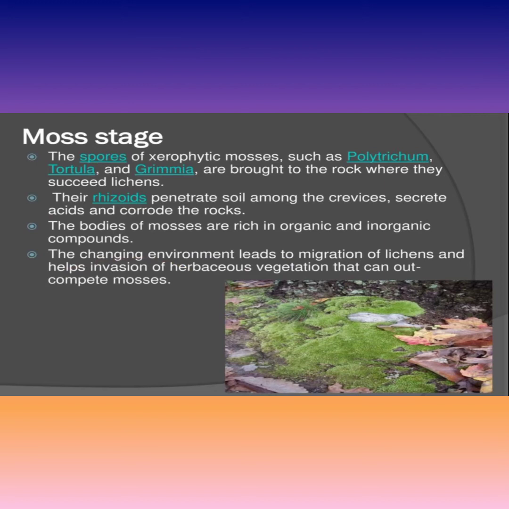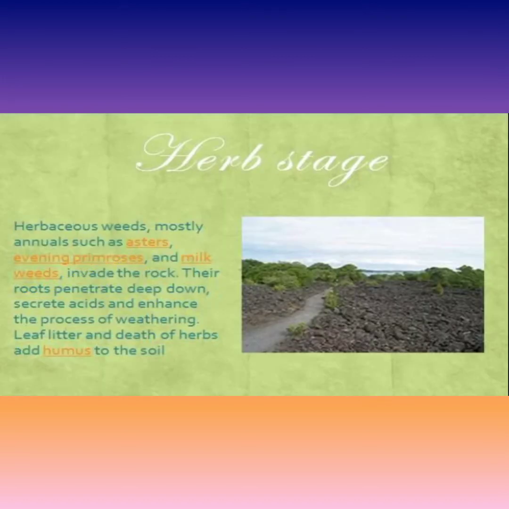The body of moss is rich in organic and inorganic compounds. With the changing environment, which leads to the migration of lichen and helps the invasion of herbaceous vegetation that can outcompete mosses. Then the herb stage. Herbaceous weeds, mostly annual, such as asters, evening primroses, primroses, and milkweed invade the rock.